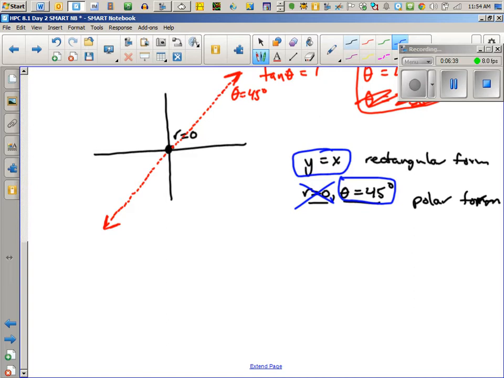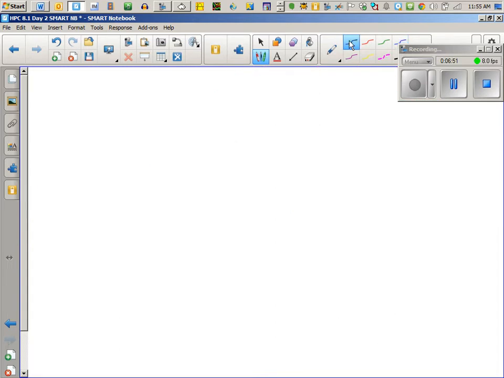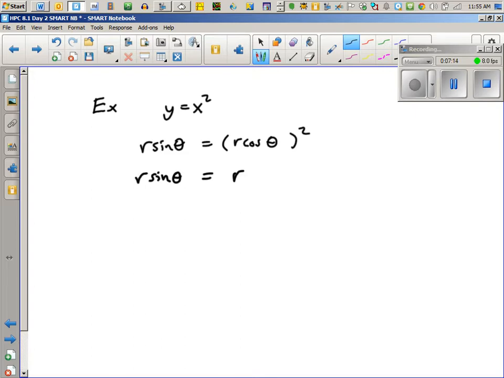Okay, let's try a different one, something a little more complicated. So what's sort of the next equation that you learn to graph? We graphed y equals x. Evidently, the equation for that is theta equals 45 in the polar world. What's the next graph you learn to graph? Y equals x squared, probably, right? Okay, let's play the same game with y equals x squared. We're going to change y to r sine theta, and we're going to change x to r cosine theta. In other words, we get r sine theta equals r squared cos squared theta.